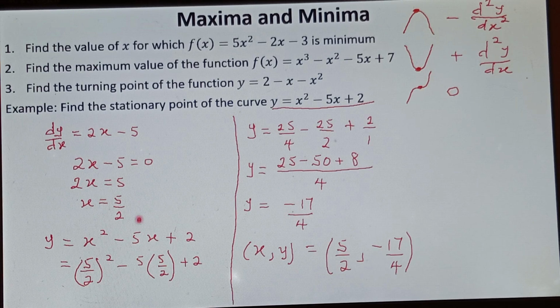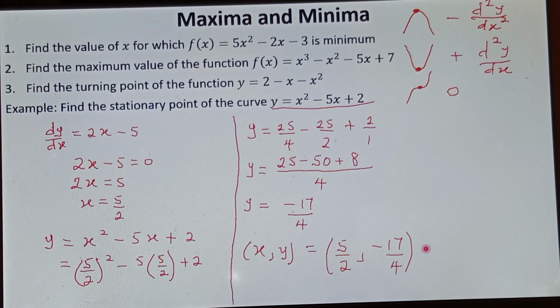That means x is 5 over 2. Substitute 5 over 2 for x everywhere. That means we'll have 25 over 4 minus 25 over 2 plus 2 over 1. And then we simplify, and this is what we get, minus 17 over 4. So x comma y is 5 over 2 comma minus 17 over 4.